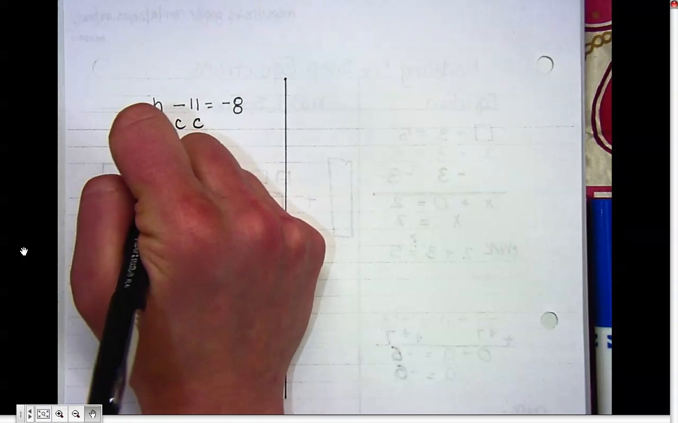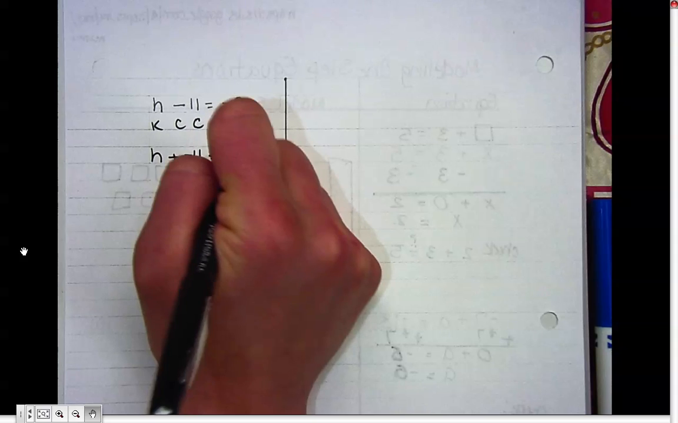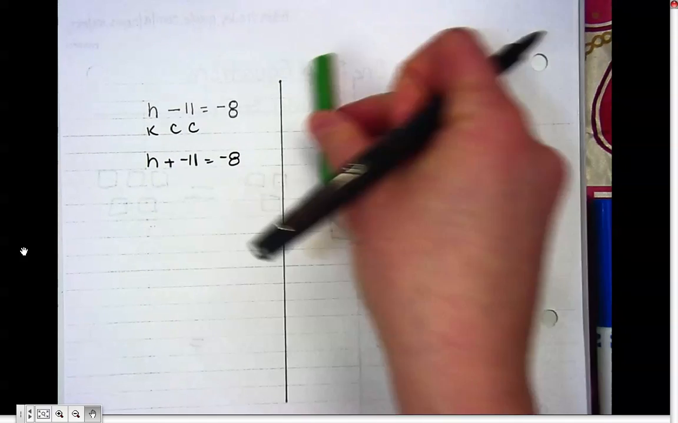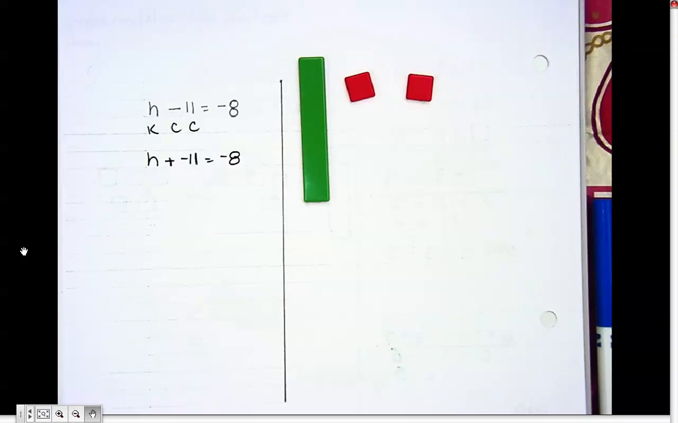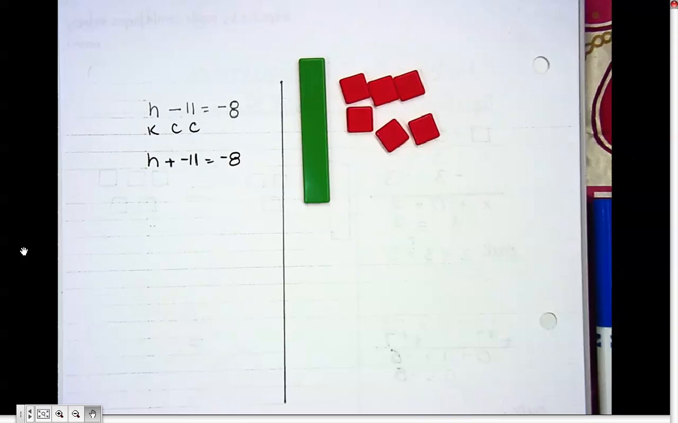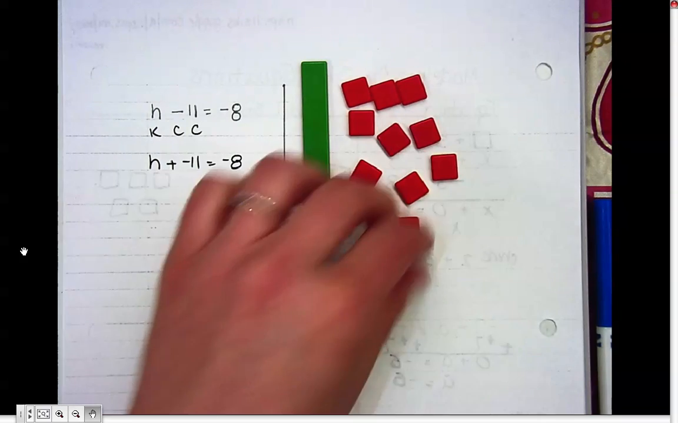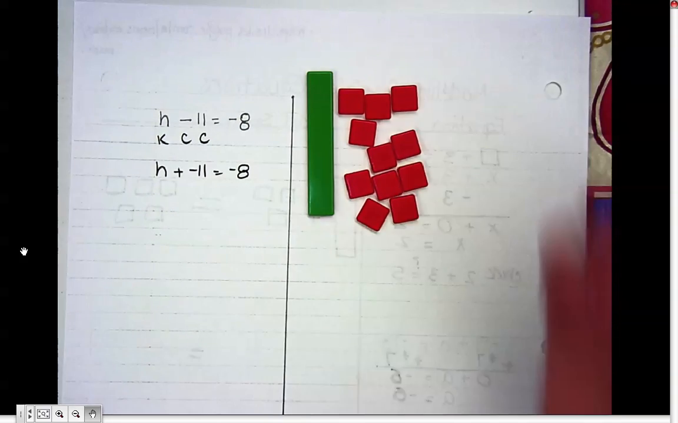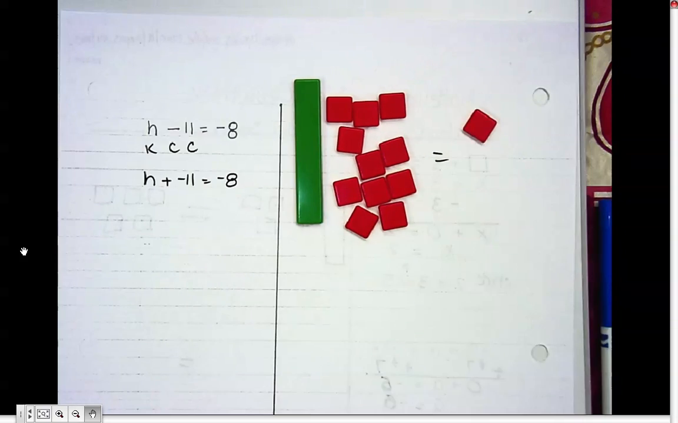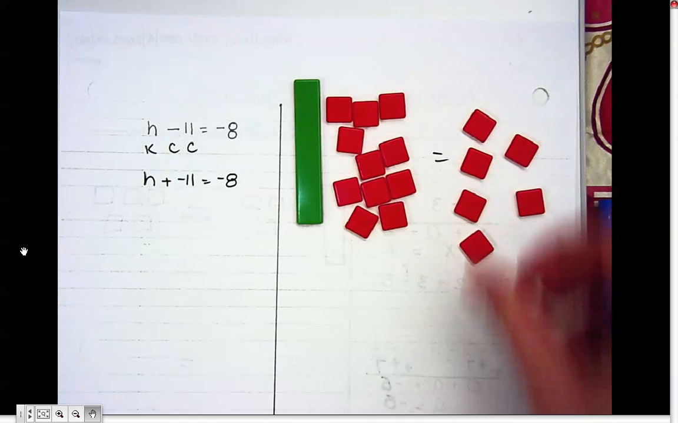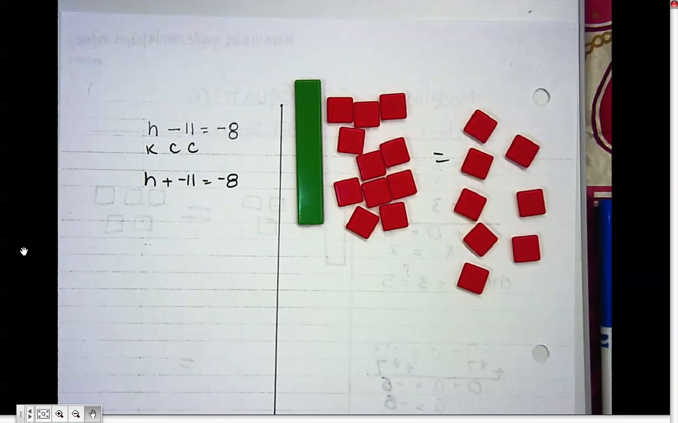All right, it's used to simplify on single sides of the equation. So I'm going to rewrite this as H plus negative 11 equals negative 8. All right, so I'm going to put my variable bar there. I'm going to put negative 11. So 1, 2, 3, 4, 5, 6, 7, 8, 9, 10, 11. That's one side. And then that equals negative 8. 1, 2, 3, 4, 5, 6, 7, 8. Yes. Okay.